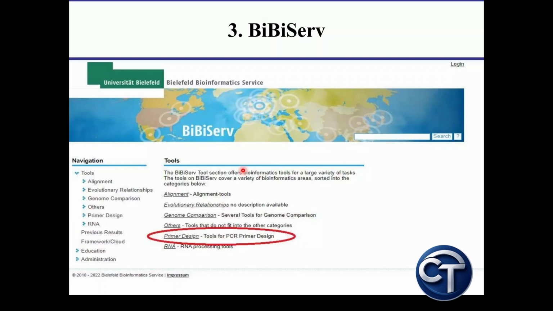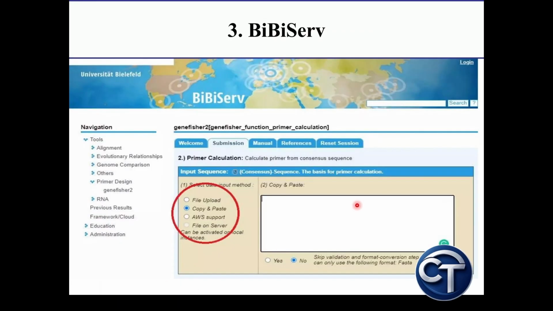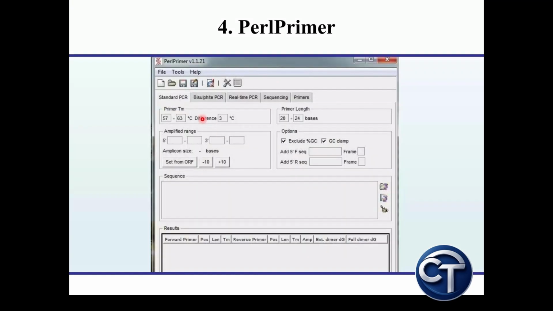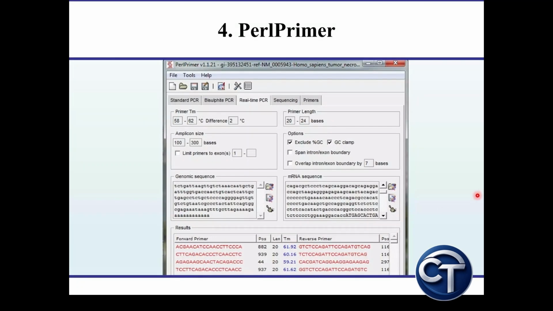And the other one is BiBiServer. On the website of BiBiServer, you will have a home page like this, and you have to click on primer design. From here, you can also copy-paste or upload your file for primer designing. The other one is Perl Primer. It is available freely online and you can download it from here. After downloading, you can install it on your computer and the graphical user interface of this tool looks like this. You have to provide your sequence here and then pick primers and it will show your primer pairs like here.